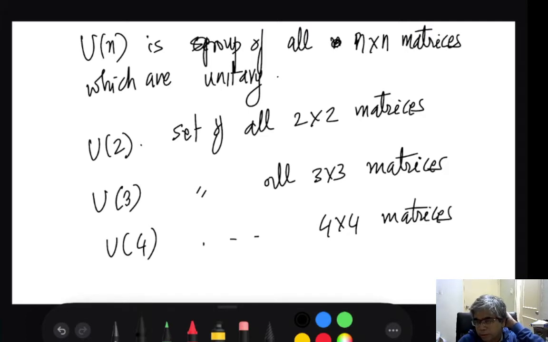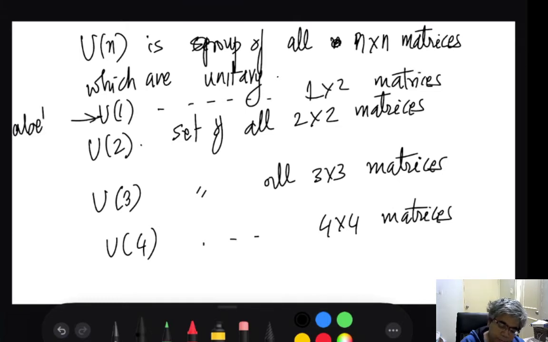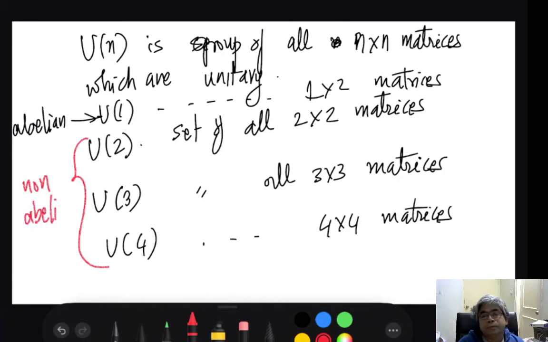Okay. Now there is another property: U1, the 1 by 1 matrices, is abelian, whereas all these other things are non-abelian. And this is an important thing. U1, the QED theory which we have seen, is an abelian theory.